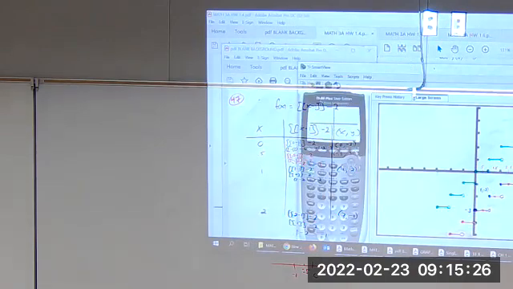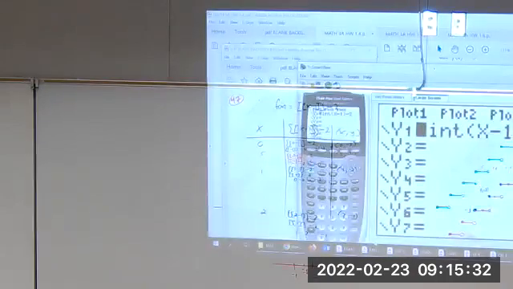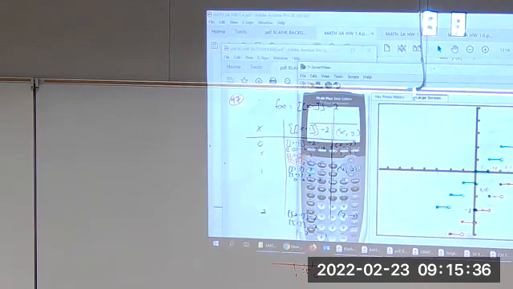Graph here. Let's turn the equation on. Off. There we go. All right. That's 49.